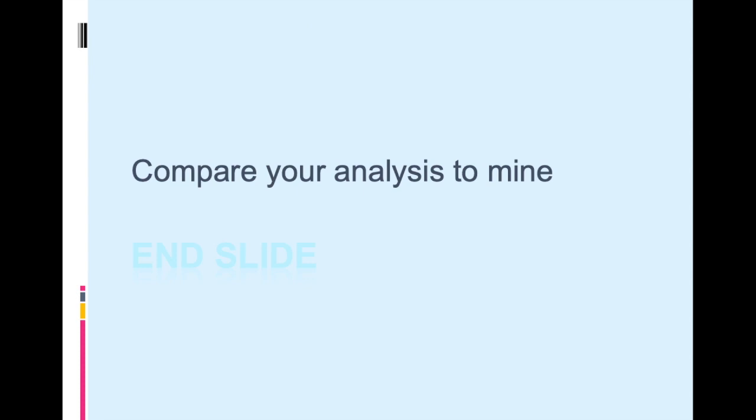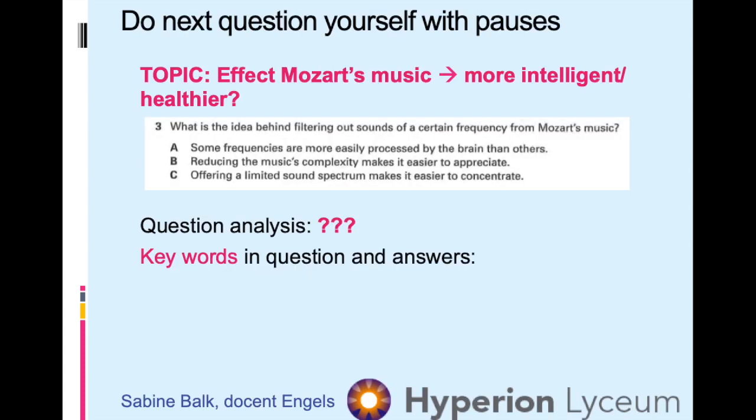I hope you've taken notes of the keywords in the question and the multiple choice answers. Let's compare your notes to mine. What is being asked? What is the idea behind filtering out sounds of a certain frequency from Mozart's music? The question is asking you, why would we filter out certain frequencies from Mozart music?